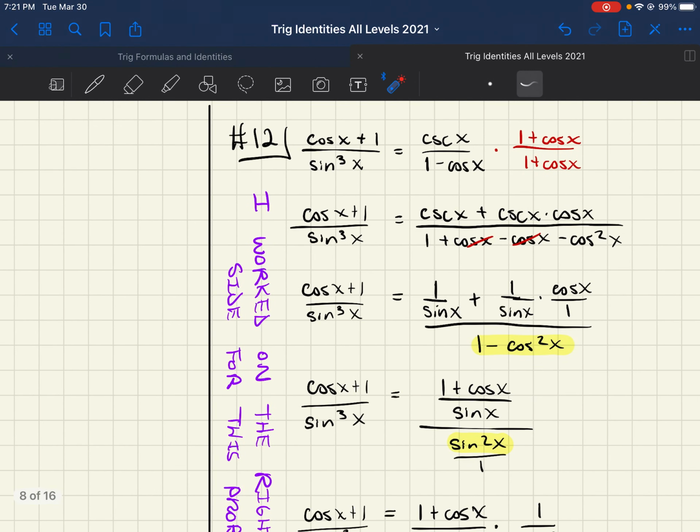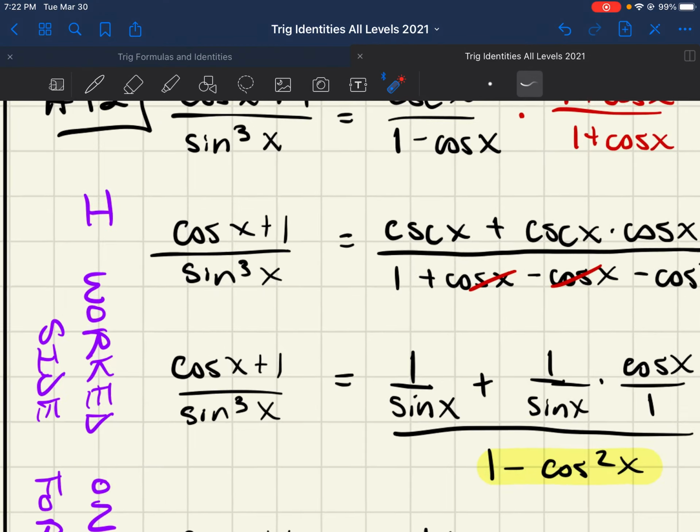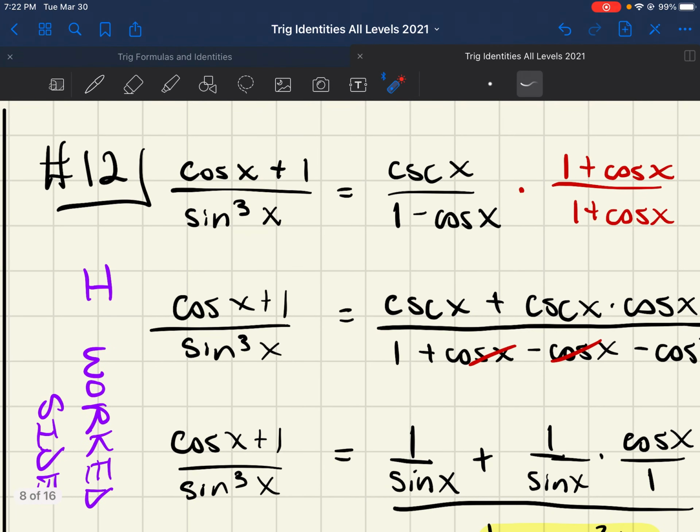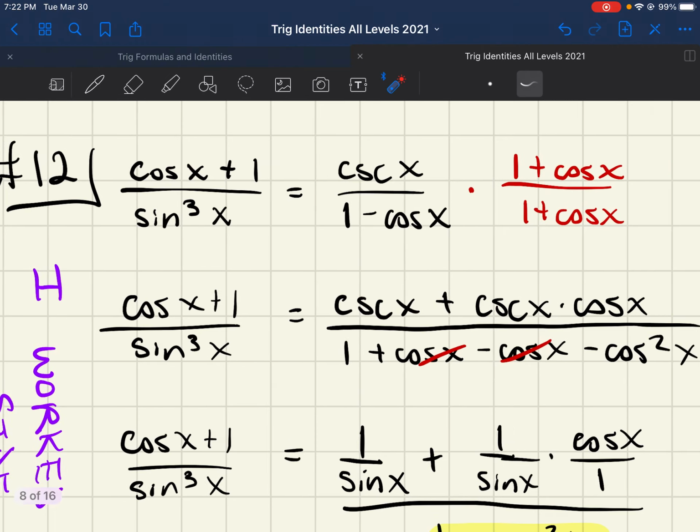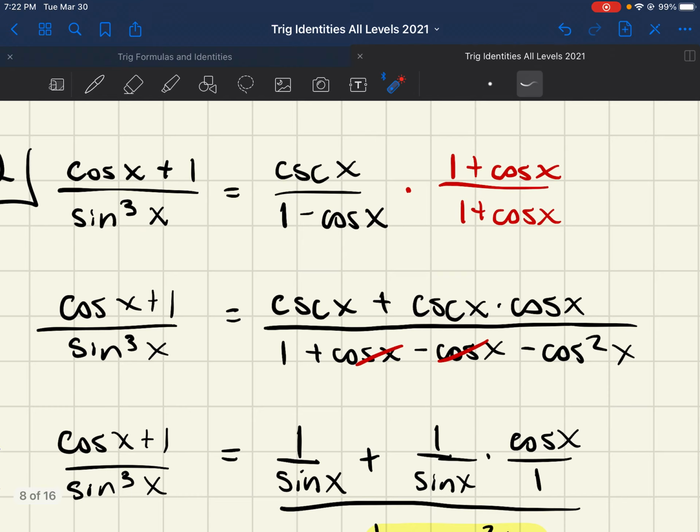All right, number 12. I think it's one of 4 problems where I recommend actually working on the right side versus the left side. The reason I recommend working on the right side here is because we can see this denominator, 1 minus cosine of x, and we can multiply top and bottom by 1 plus cosine of x, and it's going to allow some nice little cancellations to happen. So the left side, I'm going to leave it alone the whole time.